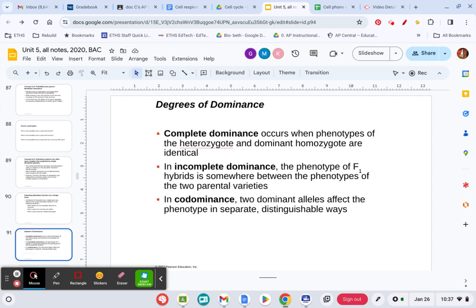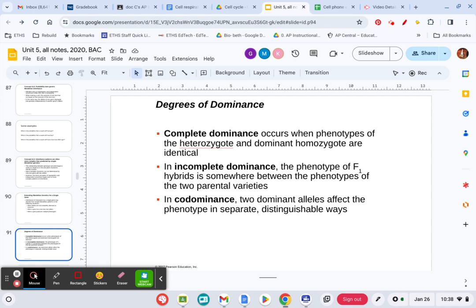Let's look at degree of dominance. This is one thing that we can look at. Complete dominance means that the dominant allele in a heterozygote completely overshadows the recessive. The heterozygote looks identical to the homozygous dominant because there's no difference. It's complete dominance. There's also something called incomplete dominance, where a heterozygous condition is something in between. It's not really dominant, not really recessive. And then you also have an example called codominance.